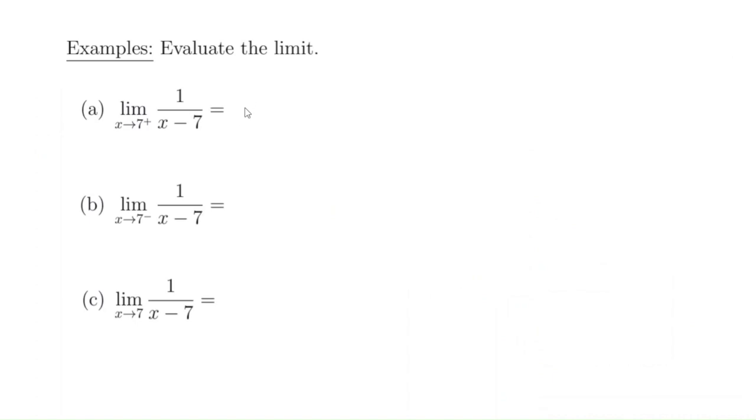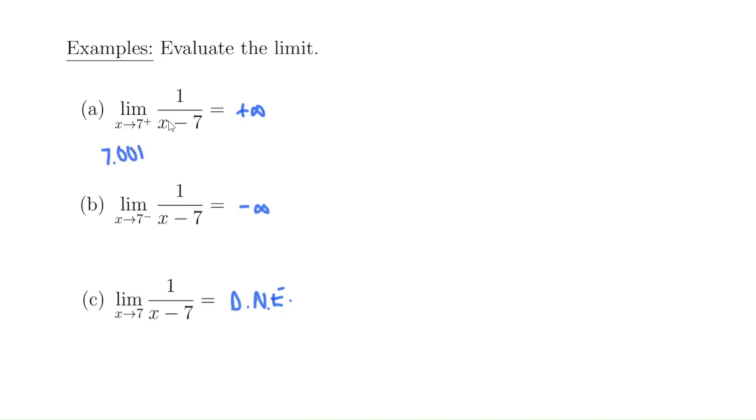So you could put, just based on the graph, what these answers are. This one's going to be positive infinity. This one's going to be negative infinity. So the two-sided limit will be does not exist. But how could you figure it out if you didn't know what the graph looked like off the top of your head? Well, imagine plugging in a number a little bigger than 7, like 7.001.